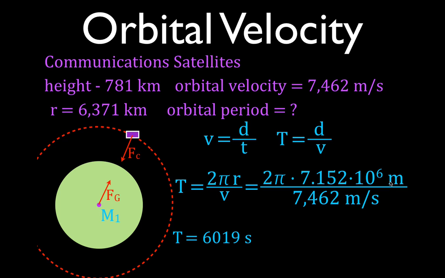And I get that the time is 6,119 seconds. I can convert that to minutes. It's about 100 minutes. And I can convert that to hours. It's about 1.67 hours. Okay? So there you go. We did, I would say, 3 things. We derived the equation for the orbital velocity. We calculated the orbital velocity of an object, and we also calculated the orbital period, the time it takes to go once around the Earth.